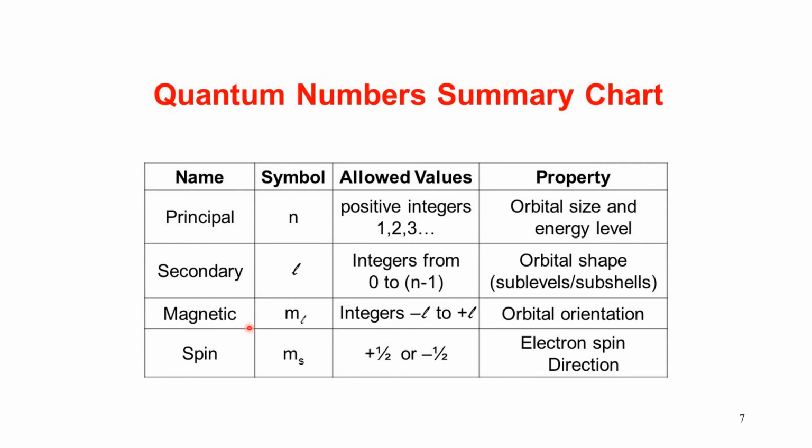The magnetic quantum number, ml, can range from -L to +L and describes multiple orbital orientations as dependent on how many values of ml you have. Finally, we have the spin number, ms, either positive or -1/2, describing electron spin.